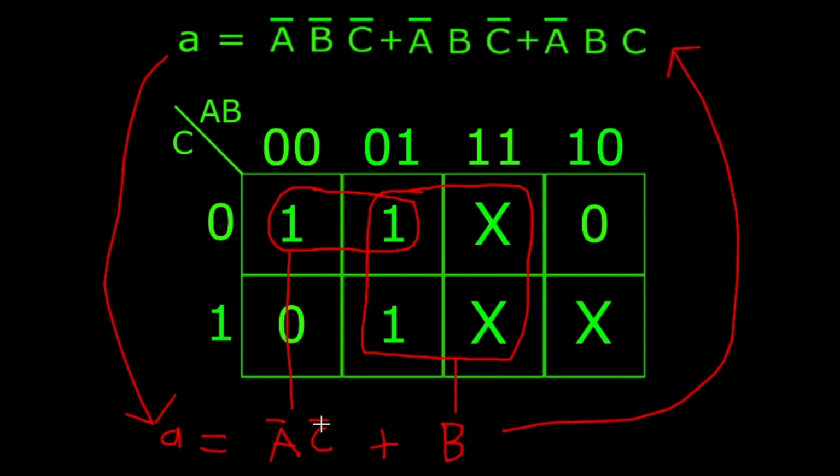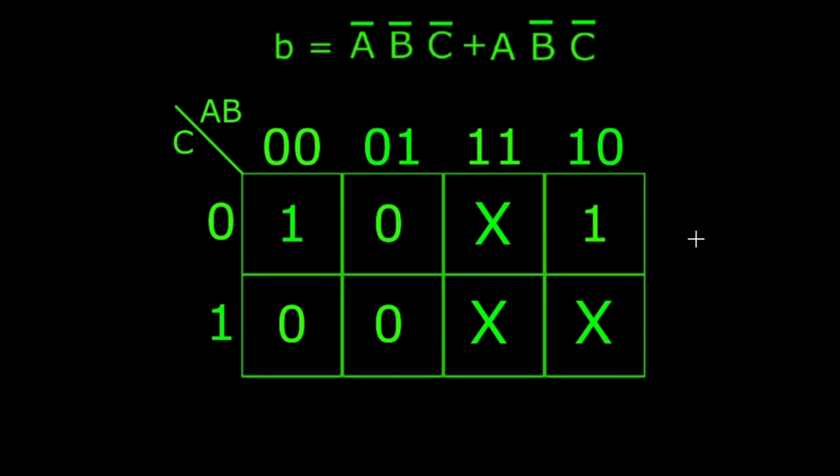And so this is the simplified expression we can use to represent our above equation. So now we can use the Kmap to simplify our segment B. We've placed a 1 in this square, which represents this product term. And we've done the same with this square here.